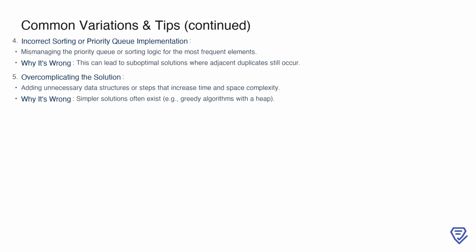Additionally, overcomplicating the implementation is a common pitfall. Some solutions introduce unnecessary data structures or extra steps, which increase both time and space complexity. However, the problem can often be solved more efficiently using a simpler approach, such as a greedy algorithm combined with a heap. Avoiding these extra complexities leads to a cleaner and more performant solution.